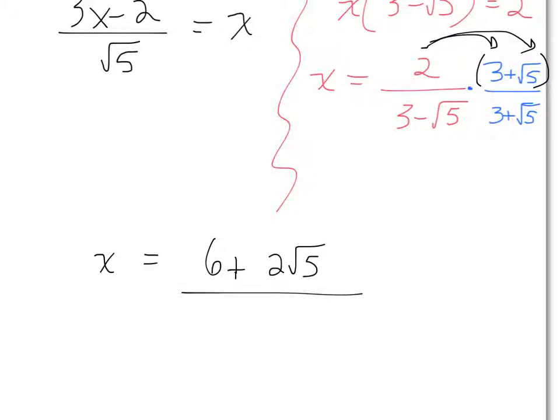The denominator, though, I have to remember that I'm FOILing this. What does that give me, Mike? If I FOIL that denominator out, what do I get? Negative 1? You got 9 here. 3 times 3 it looks like, right? Yeah. And then you got a plus 3 root 5 and a minus 3 root 5. Good. Then you've got a minus root 25, right? So what's it going to be?